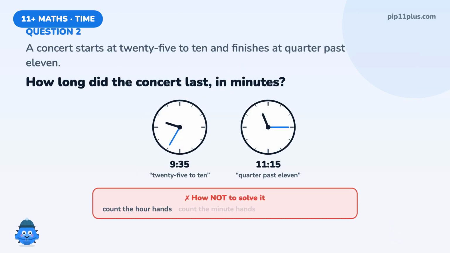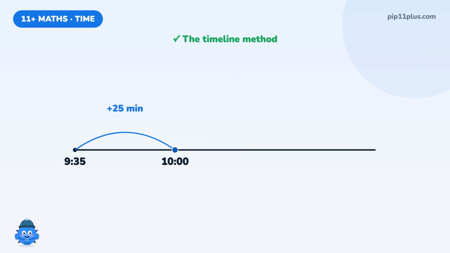Question 2, and now it's a clock face. A concert starts at 25 to 10 and finishes at 11:15. How long did it last? The trap is reading the hands separately and going the wrong way round the clock. So first, turn the times into digital, then jump. 25 to 10 is 9:35. 11:15 is 11:15. Now jump.